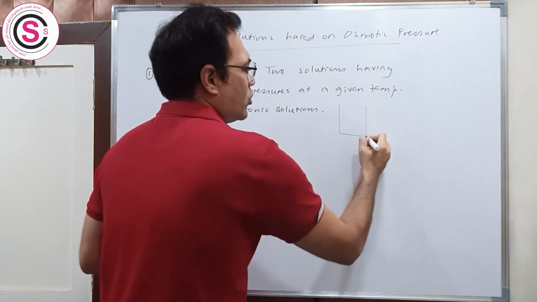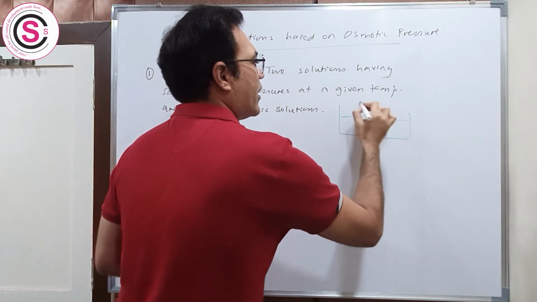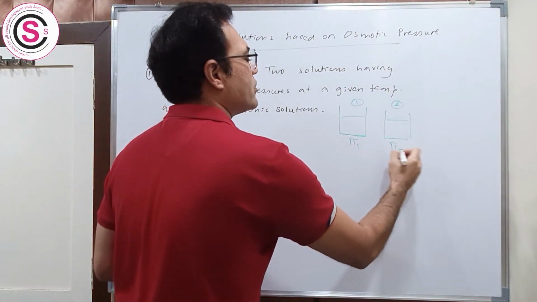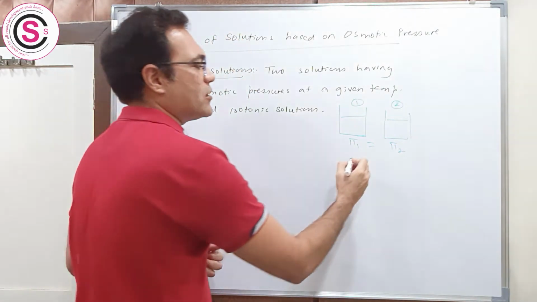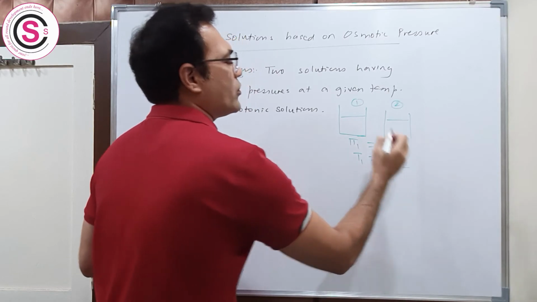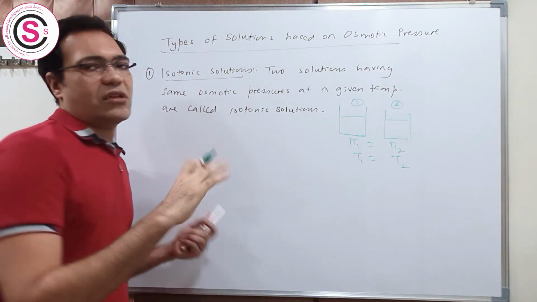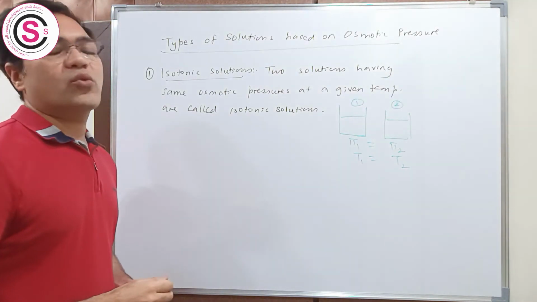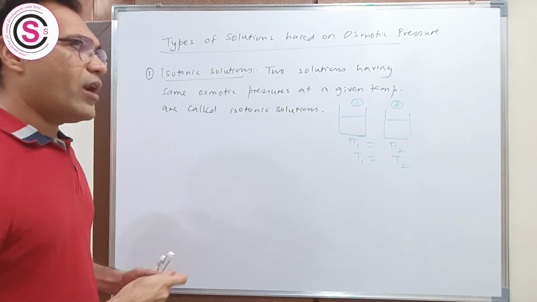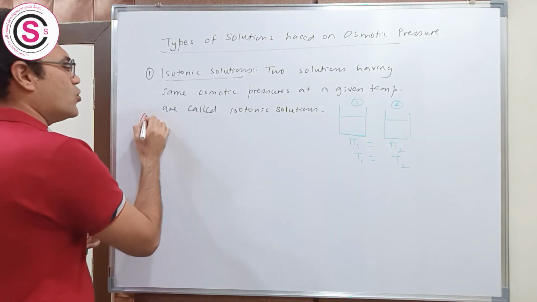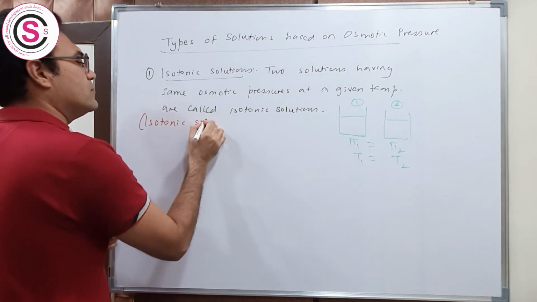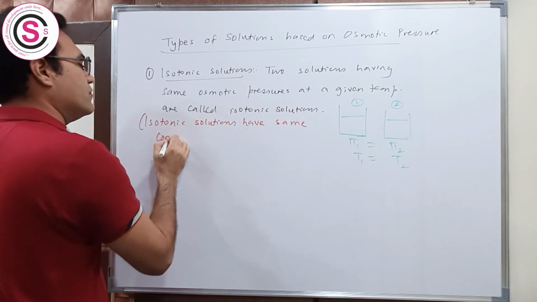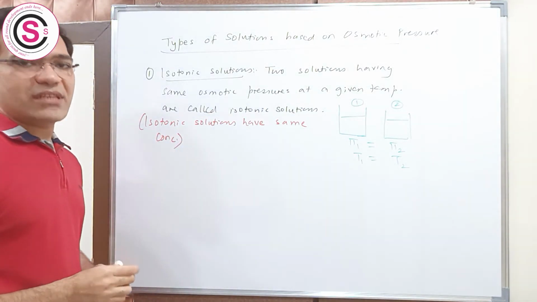Okay, let us understand it like this. Suppose students, these are two solutions, right? I call this solution 1, I call this solution 2. Suppose these two solutions have same values of osmotic pressures at a given temperature. So temperature will also be equal, right? T1 is equal to T2. Suppose this one has temperature T1 and this one has temperature T2, so T1 equal to T2. Temperatures are also equal. Then these two solutions are known as isotonic solutions, right? And now I would like to mention one thing here, that isotonic solutions have same concentration. Correct? Isotonic solutions have same concentrations.